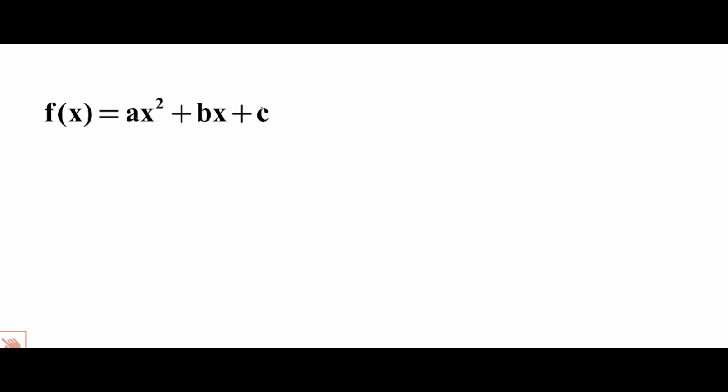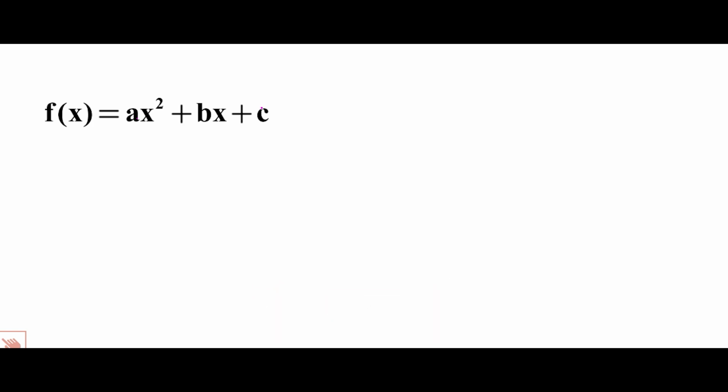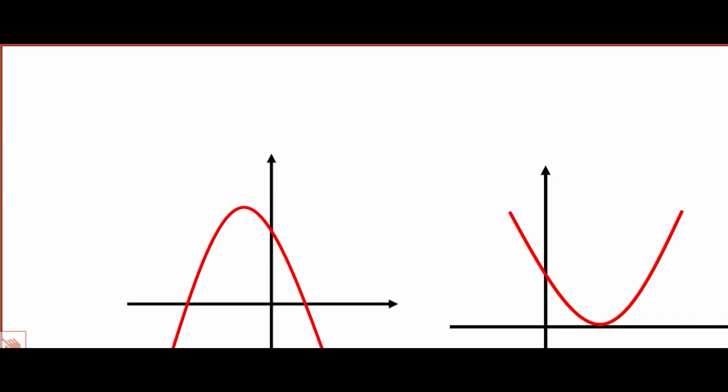In the previous video, we learned how to solve quadratic equations. Now let's study the graph of a quadratic function. A quadratic function has the general form f(x) = ax² + bx + c. Its graph is called a parabola. A parabola can open upward or downward, like this.